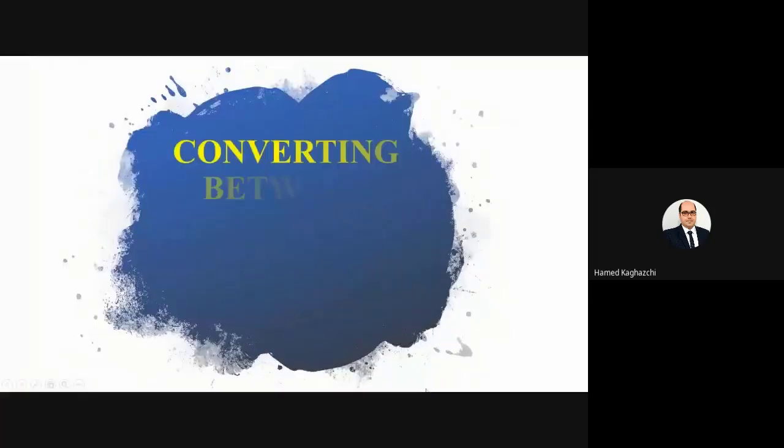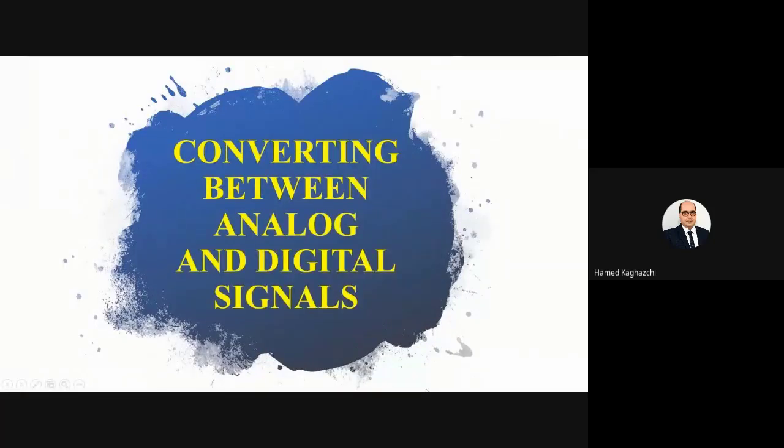Today, we will talk about the conversion between analog and digital signals. If you remember, we talked about the different types of signal. And we said that generally the signals are analog or digital.